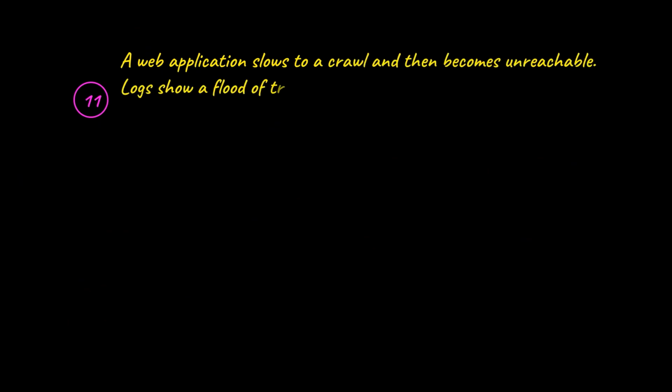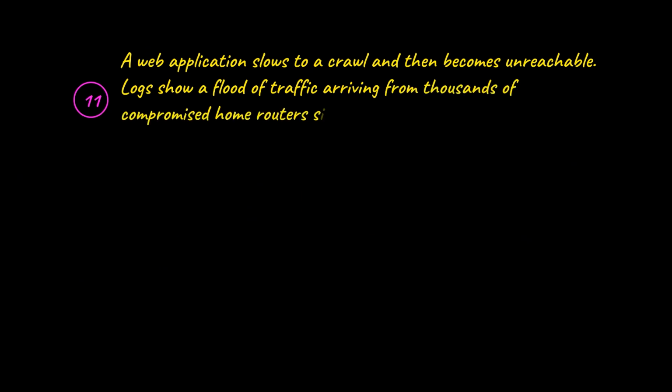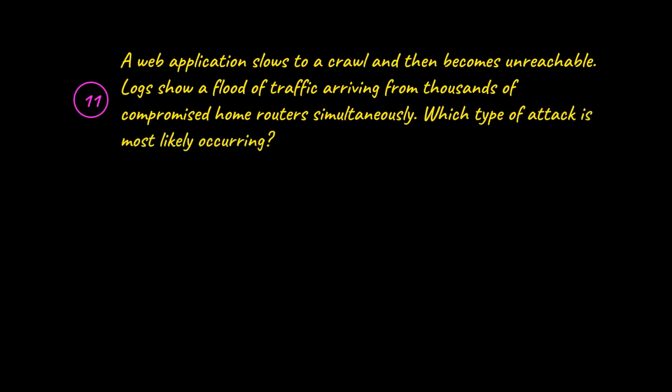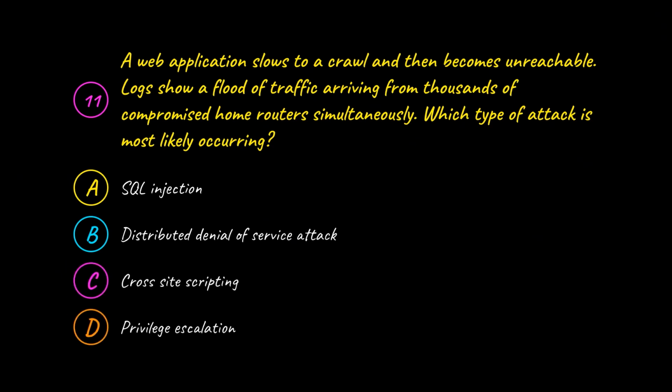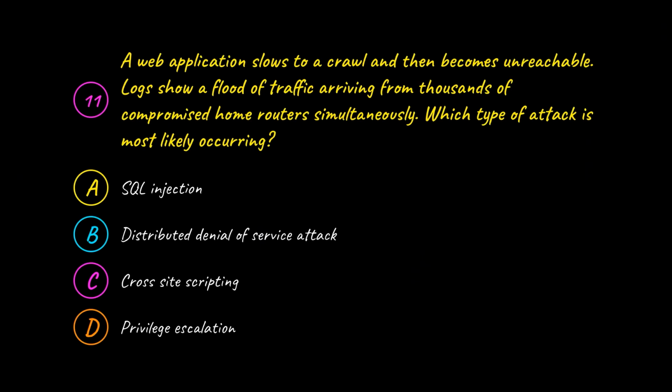Question 11. A web application slows to a crawl and then becomes unreachable. Logs show a flood of traffic arriving from thousands of compromised home routers simultaneously. Which type of attack is most likely occurring? Your options are A. SQL injection, B. Distributed denial of service attack, C. Cross-site scripting, D. Privilege escalation. Before I reveal it, which one do you think is right?